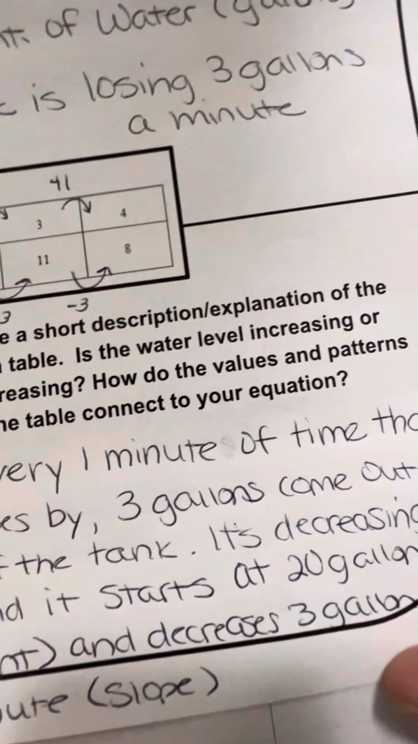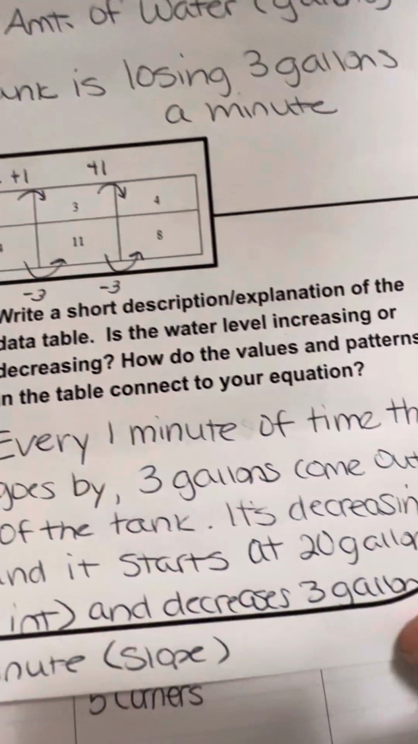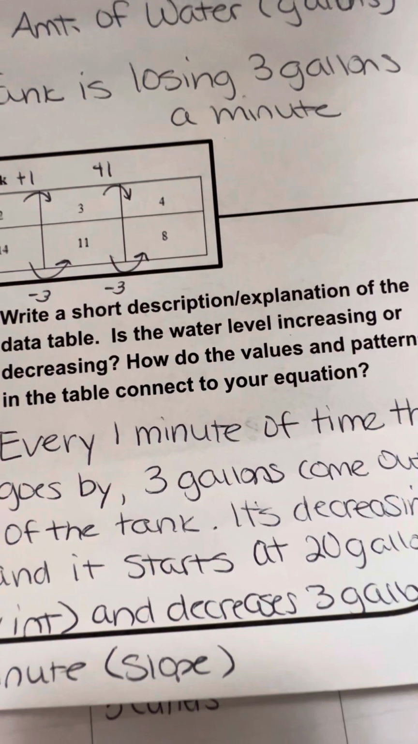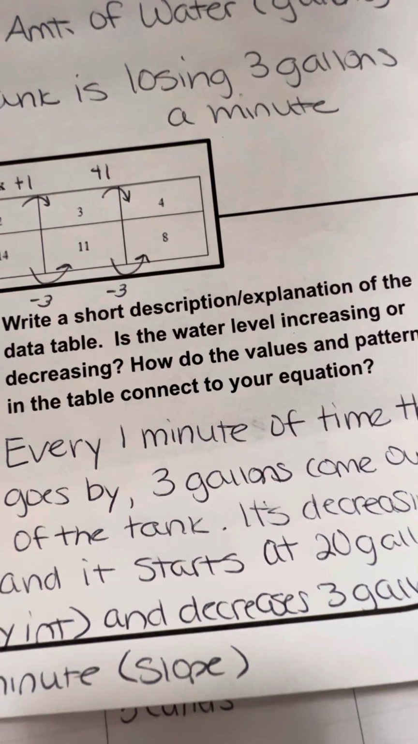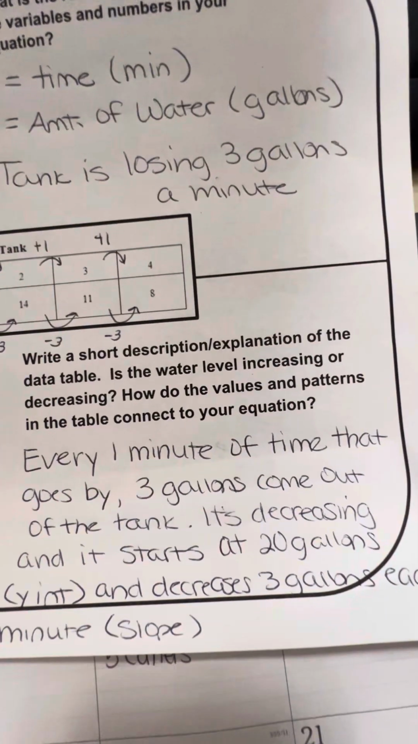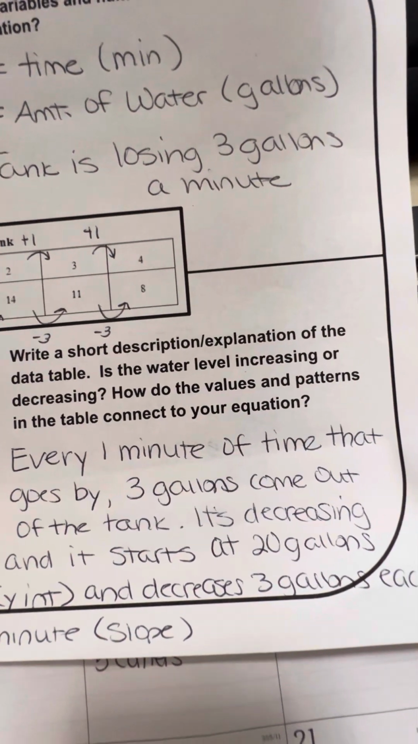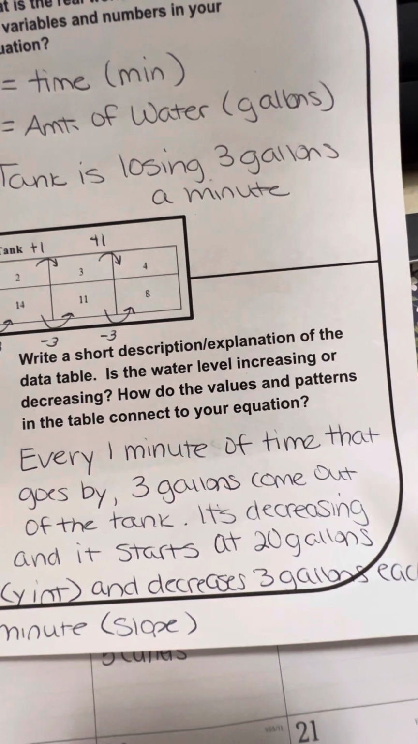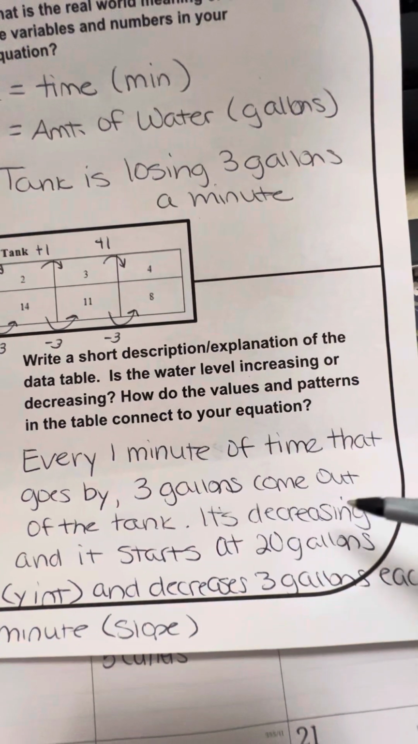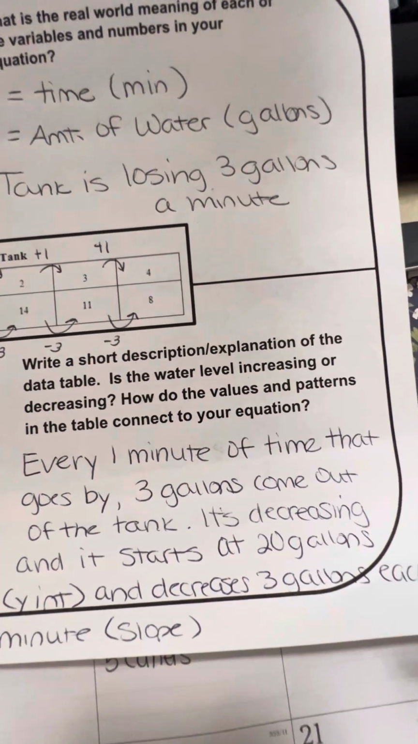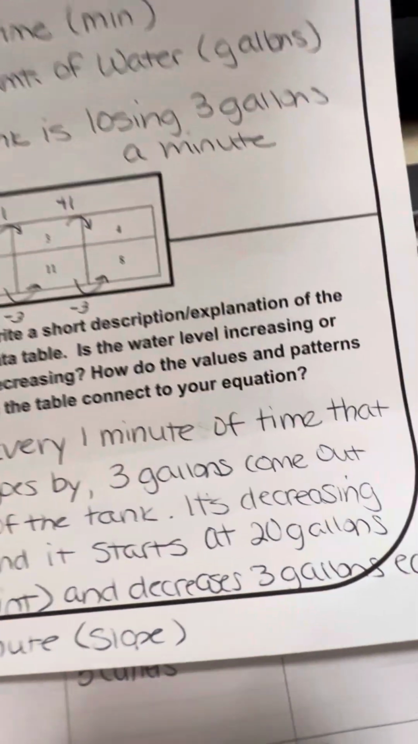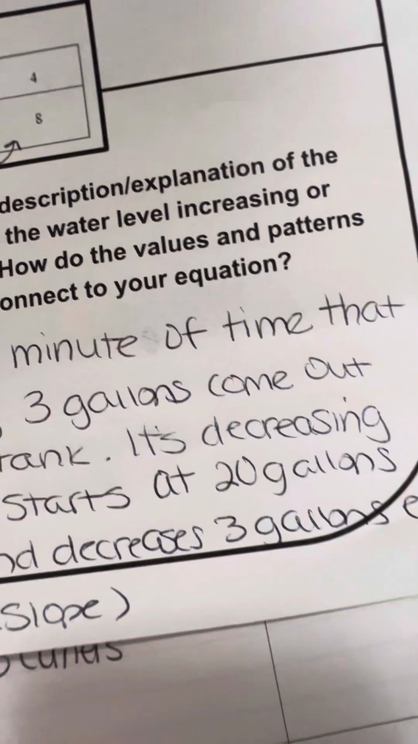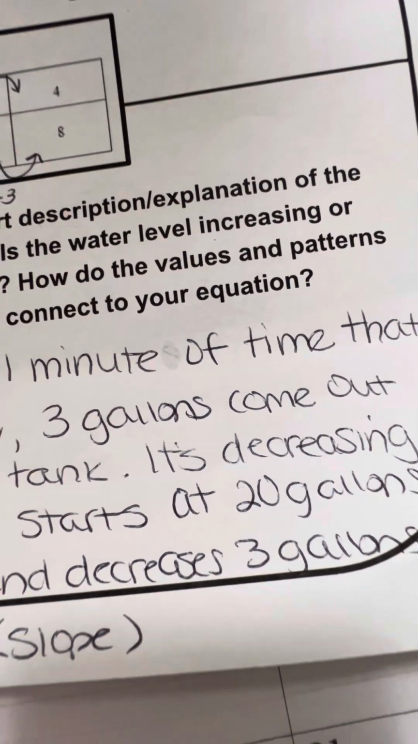It says to write a short description or explanation of the data table. What happens is the number of gallons is increasing or decreasing, and then how do I know how they connect to our equation? So my explanation would be that every 1 minute of time that goes by, 3 gallons are coming out of that tank. It's decreasing, and it starts at 20 gallons, which was the starting value, which is my y-intercept, and it decreases at 3 gallons each minute. Now notice I don't put a negative in there because I said the word decreases. When I put decreases, that means it is the negative value.